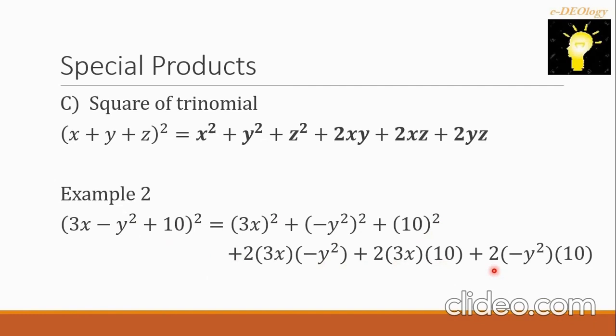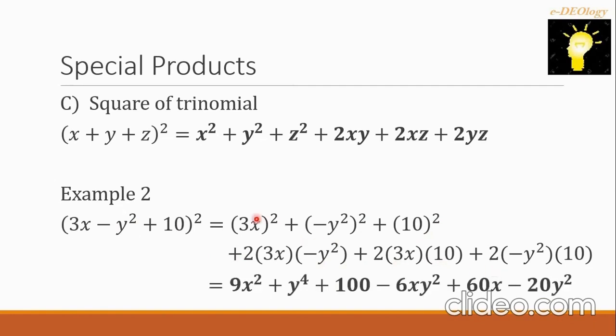Then we will simplify each term. The 3x raised to 2 becomes 9x squared. This negative y square and then square outside, the negative will go away. It becomes y raised to 4. The 10 square is now 100. So the first group is now complete. I'll go to the second group.